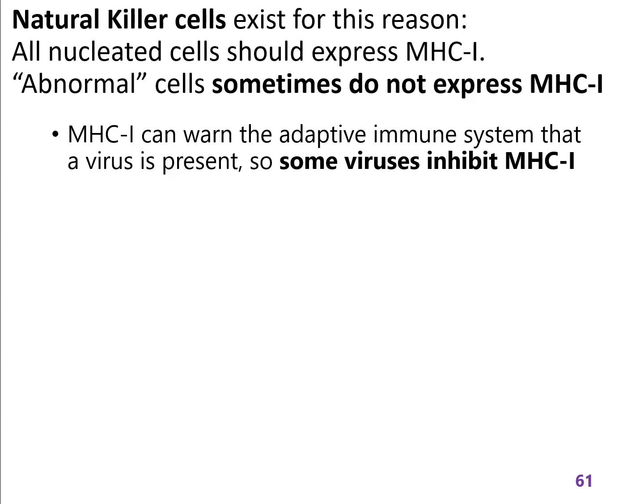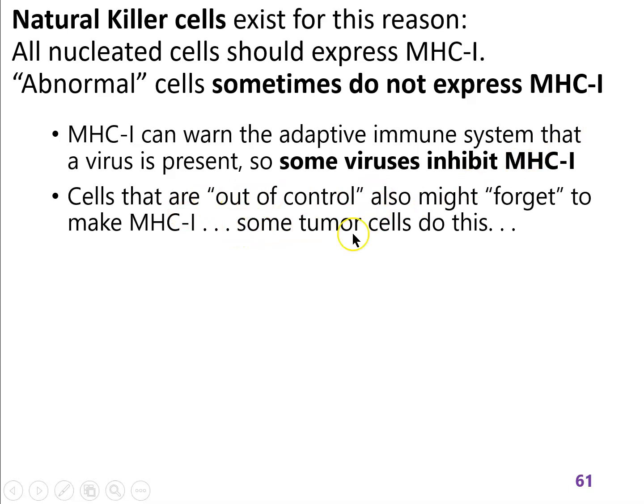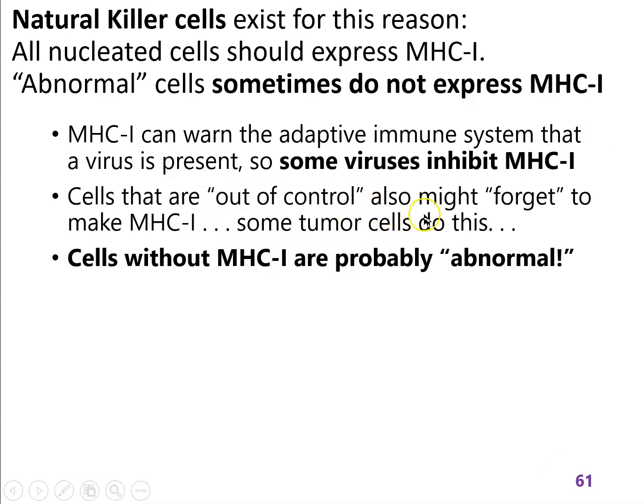So pathogens have developed some ways around this. So some viruses will directly interfere with the system of assembling an MHC1 complex. C stands for complex, so MHC1. Other cells, like tumor cells, some of those will kind of accidentally stop making MHC1 because they're following the tumor gene expression program, not the cell's normal gene expression program.